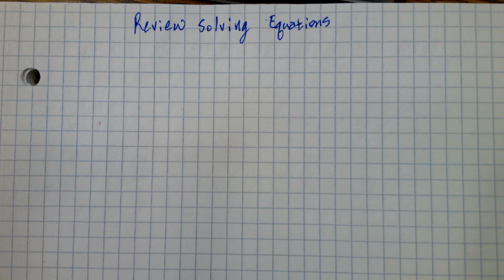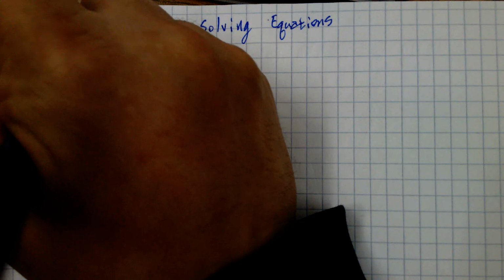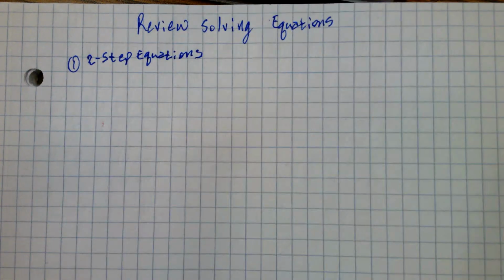Okay, so let's start with two-step equations. And we'll do two types because there's really two types we should look at.